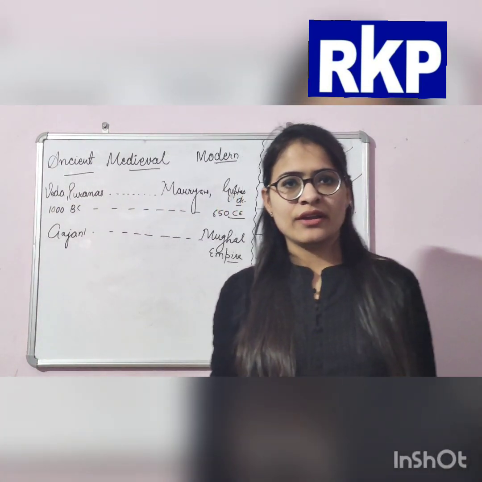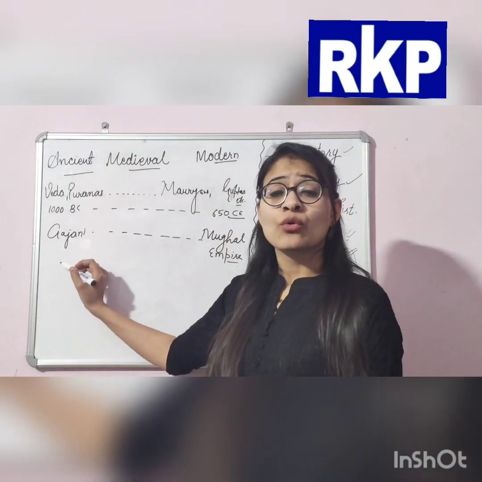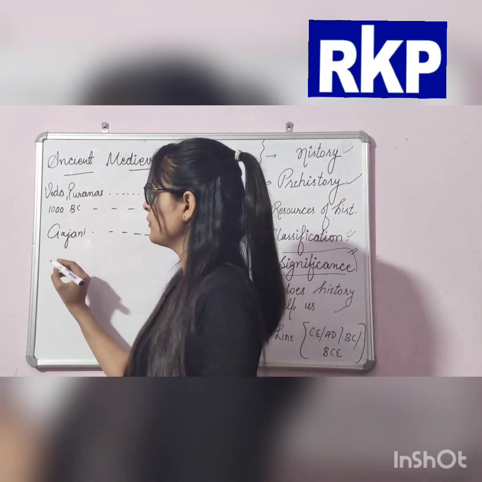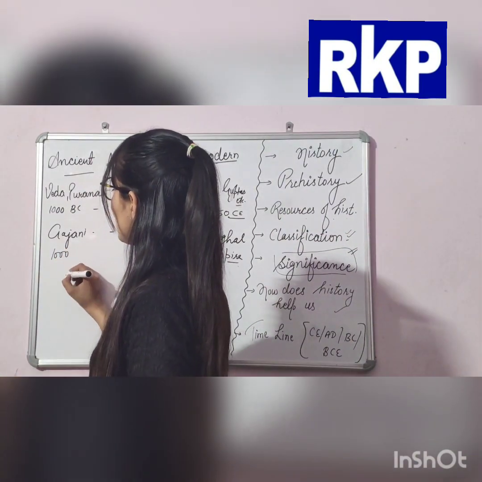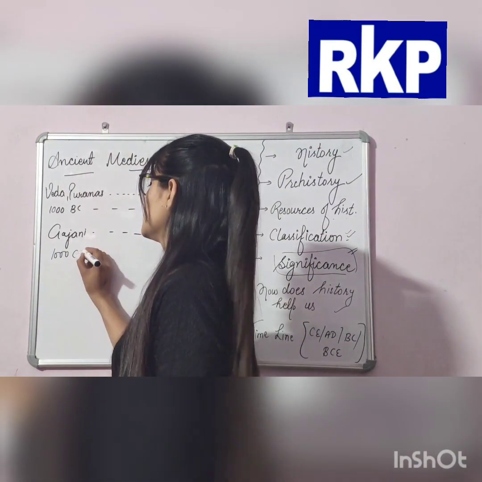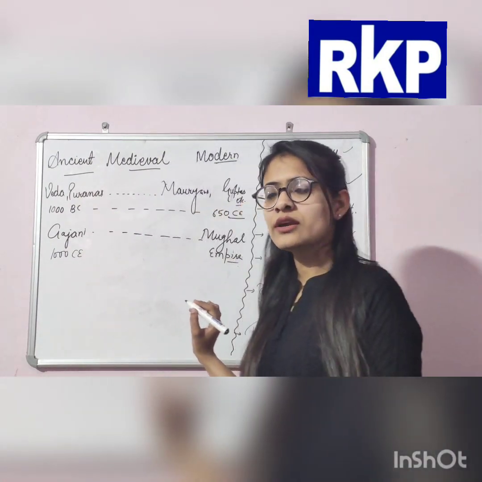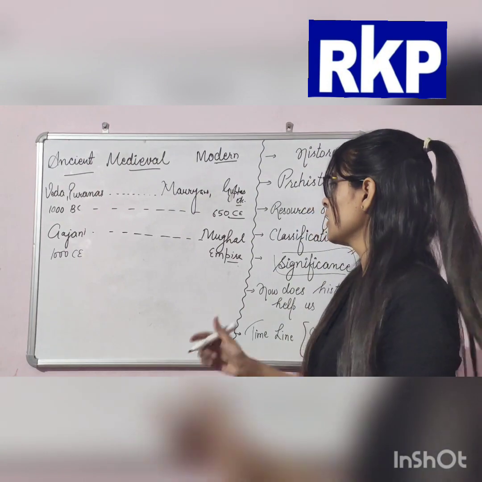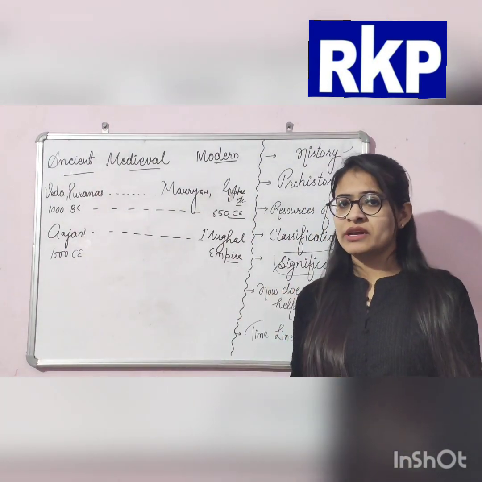Mughal Empire. Clear? Now Ghazni. When did Ghazni come to our country? He came in around 1000 CE. Okay. So what is the meaning of BC? Before the birth of Jesus Christ. And what is CE? It means Common Era.